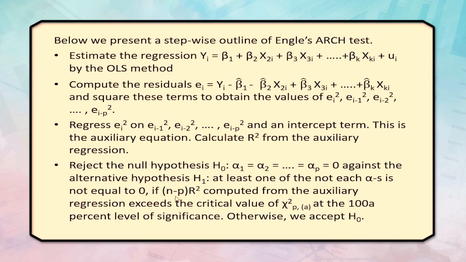So, we have n minus p times R square from the auxiliary regression, which follows a chi-square with p degrees of freedom, and we test it at the 100 times alpha percent level of significance by computing the critical value chi-square p comma alpha, where alpha is the level of significance, and then we use the standard procedure. If the observed test statistic exceeds the critical value, we reject the null hypothesis, where the null hypothesis is that there is no autoregressive conditional heteroskedasticity. Otherwise, we accept the null hypothesis. Either we reject if it falls in the critical region, otherwise we accept it.